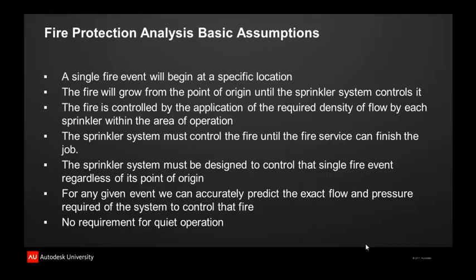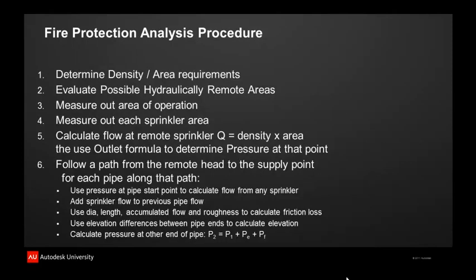So if we take these assumptions, we can put them in terms of the actual procedure that we would use to perform this analysis. We'd start by determining the density and area requirements for the type of building and the type of occupancy that we have. Those density and area requirements are specified by the standards. Next, we'd evaluate possible hydraulically remote areas. We want to go figure out what would challenge our system the worst. What's the worst place in the building that would challenge our system the most, so that we can analyze that area or those areas. For those locations, we would then measure out the area of operation.